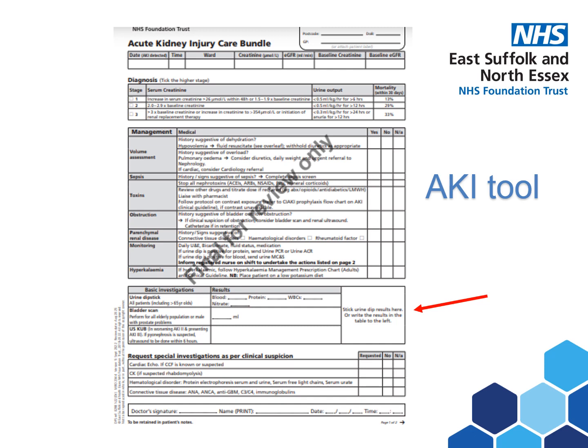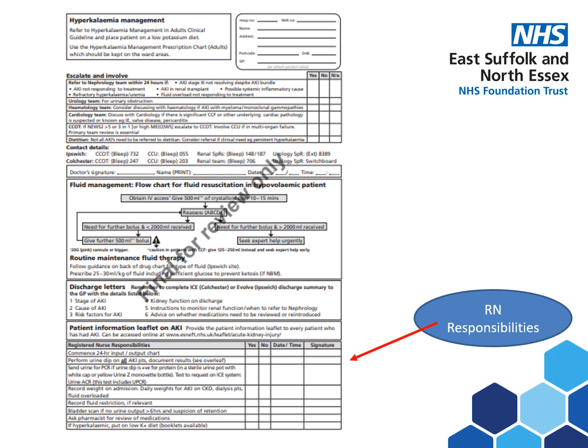The front of the AKI bundle is for the doctor to complete their assessment of the patient, and then on the back there is a place for the RNs to document their interventions. So this is the back of the AKI bundle, and you can see the red arrow pointing to the section where it's the RN responsibilities. This is where you will mark off any interventions that you have completed. Also on the back of this chart is information for you about hyperkalemia management and also information of when to escalate and involve other teams.